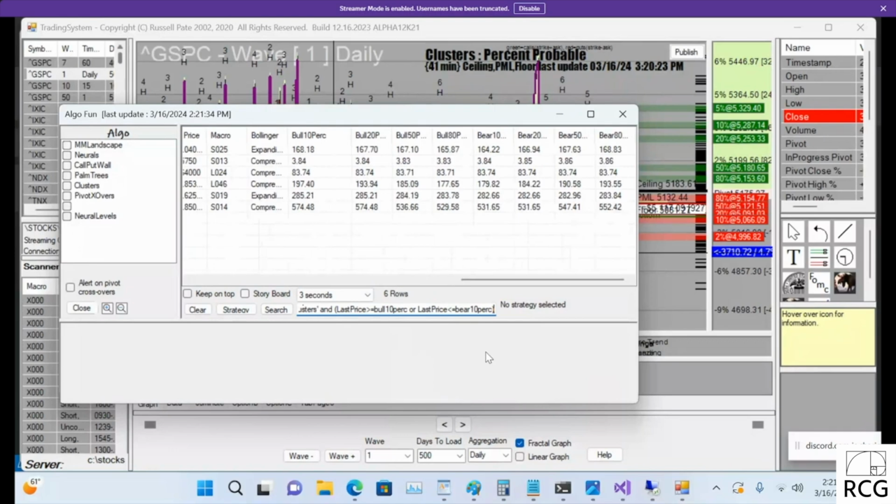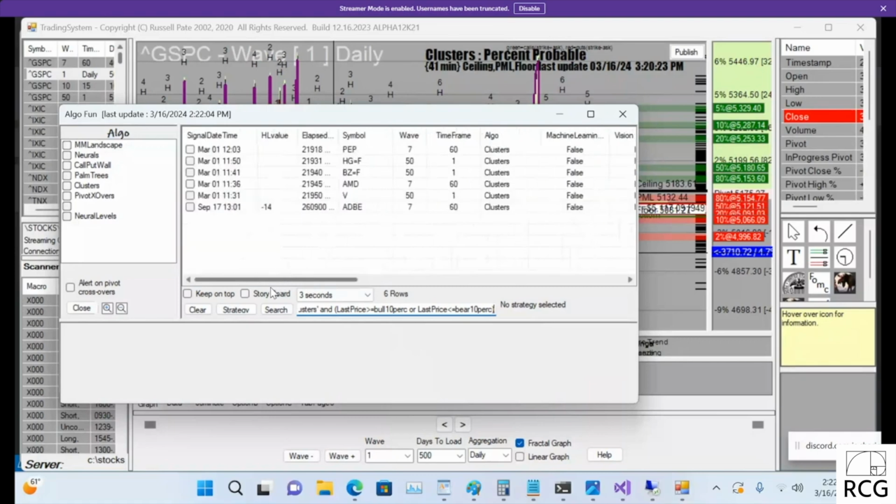So this is quantifying that it touches the bull 10% or the bear 10%, not necessarily if it's getting a bounce off of it, just once it achieves that level. Correct. It's once it achieves that level. So it's either above it or it's below it, and then it shows up in the list.